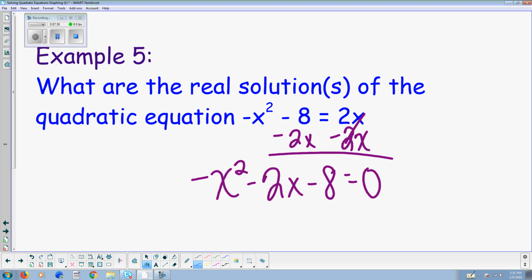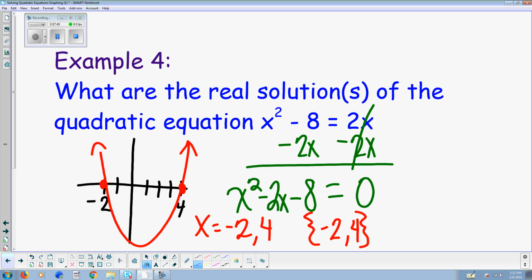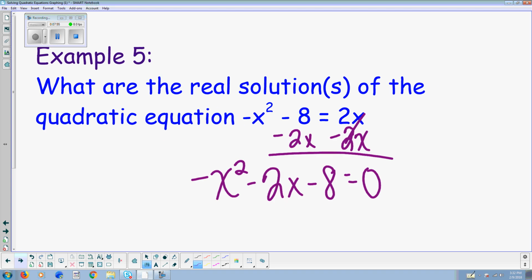This time we would know before we ever graph this that the negative in front is going to make this particular parabola frown. If you go back to the previous problem, we had x squared minus 2x minus 8. Here we have negative x squared minus 2x minus 8. So it is, in essence, the same parabola, but it's a reflection of that parabola. It's been flipped from a smile to a frown. So take a moment, graph this, and decide what you think that the real solutions are. Pause the video.